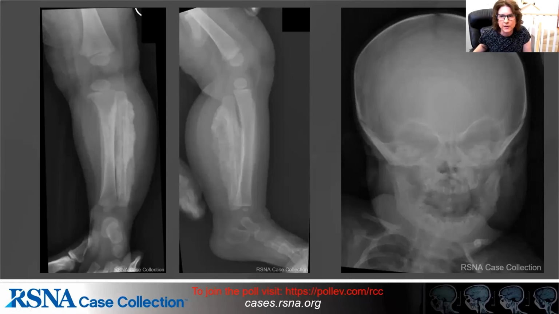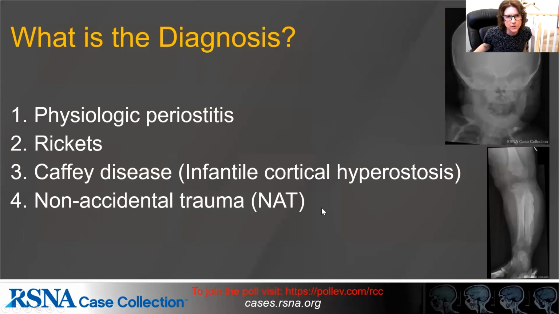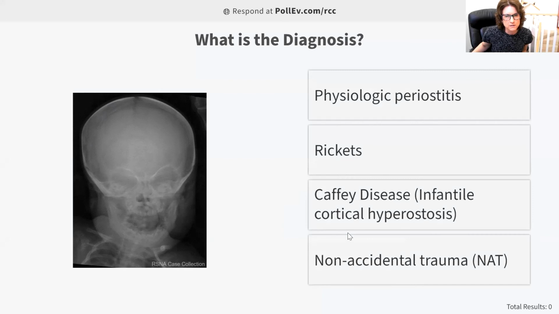And then here we also have an AP view of the skull and AP and lateral views of the tibia and fibula, demonstrating some thickening here around the tibia and fibula, which is very dense and sclerotic, as well as along the left side of the mandible here. So what is the diagnosis? Do you think this is physiologic periostitis, rickets, Caffey disease, or non-accidental trauma? So go ahead and vote.